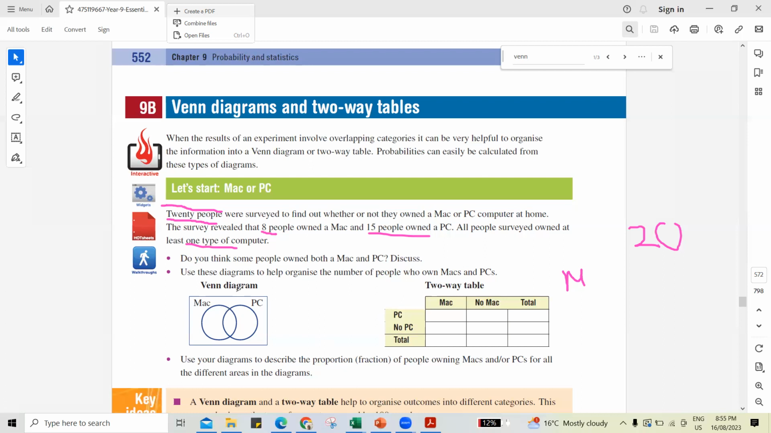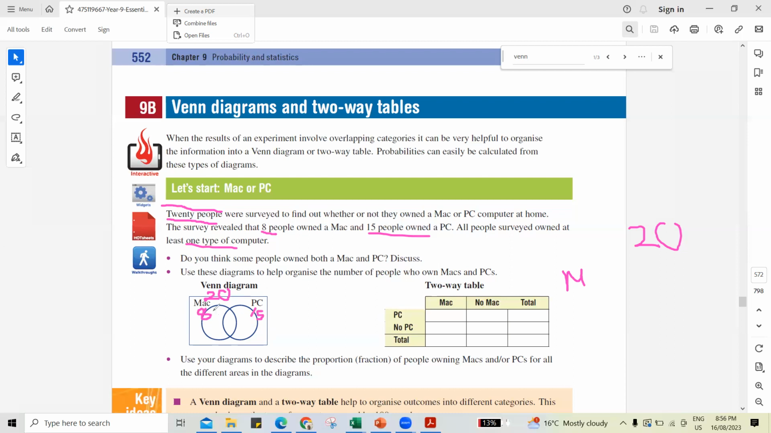We can put 20 on top, on the rectangle. And the Mac people will be 8, so on the Mac circle we write 8. And PC will be 15. But they're telling us everyone has a computer, so it can't be outside. That means no Mac, no PC can't be. Right?